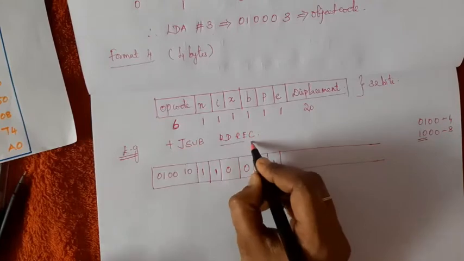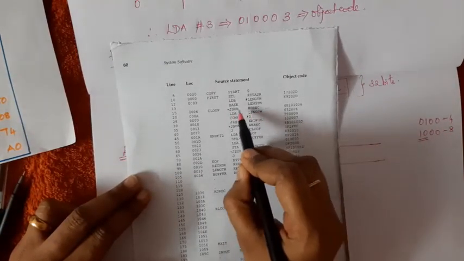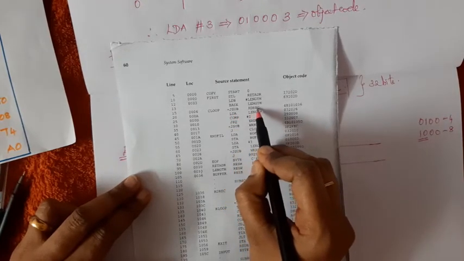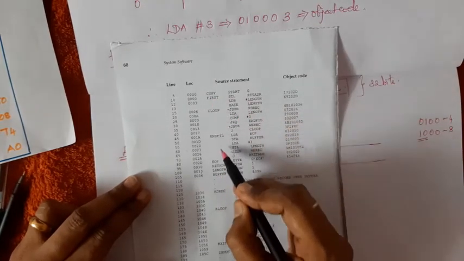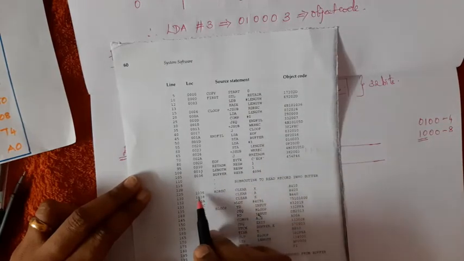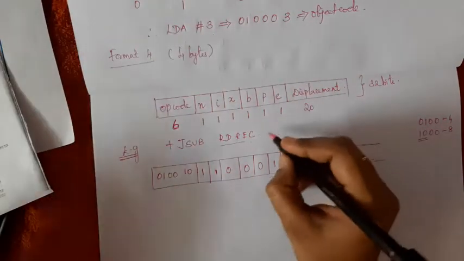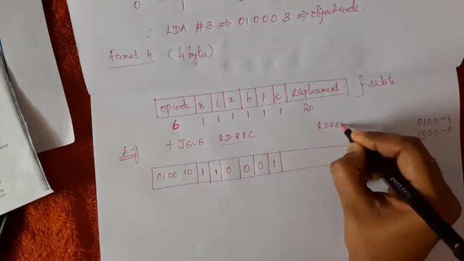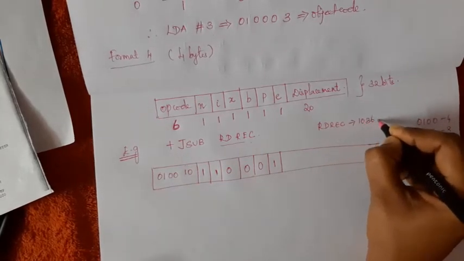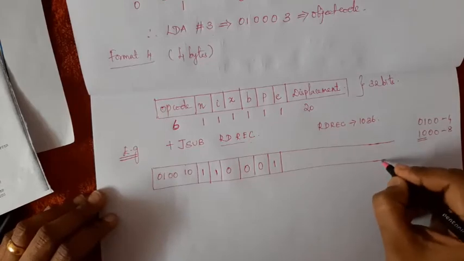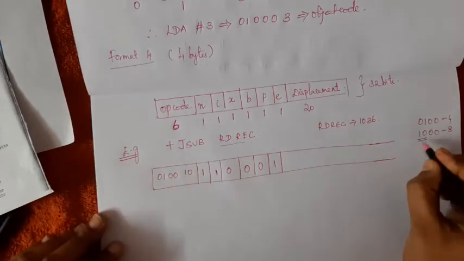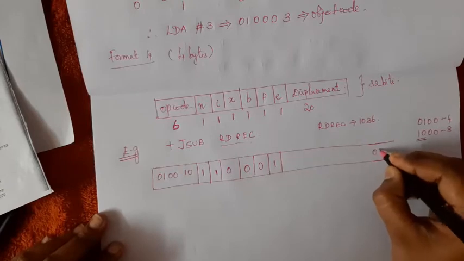So RDREC. In the instruction plus JSUB RDREC, RDREC occurs as a label here, RDREC, at location 1036. So in this location only RDREC appears. So we have to write RDREC in the location 1036. So we have to write like that. Okay. So value of 6 would be 8. Okay. 0, 1, 1, 0. This is the value of 6.